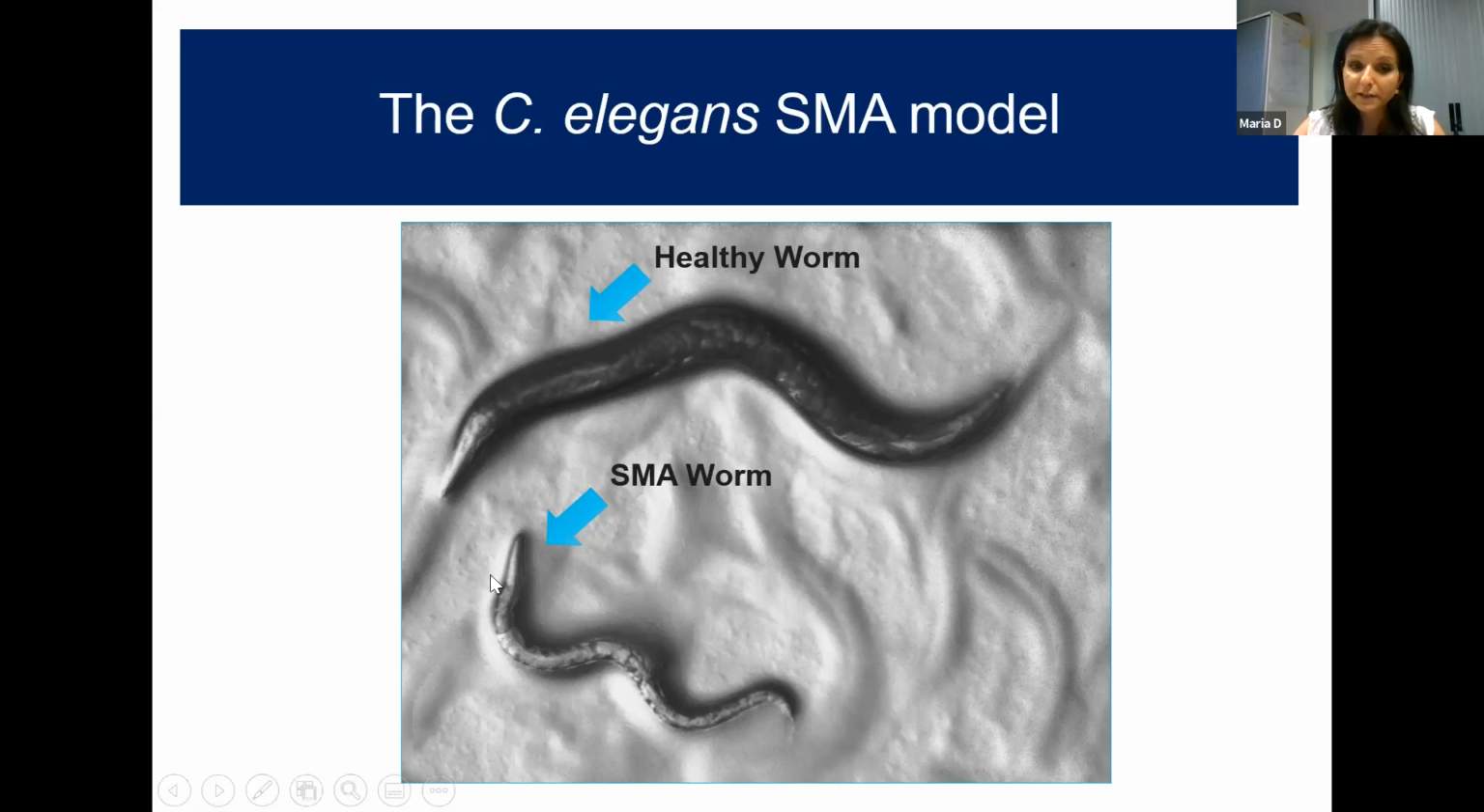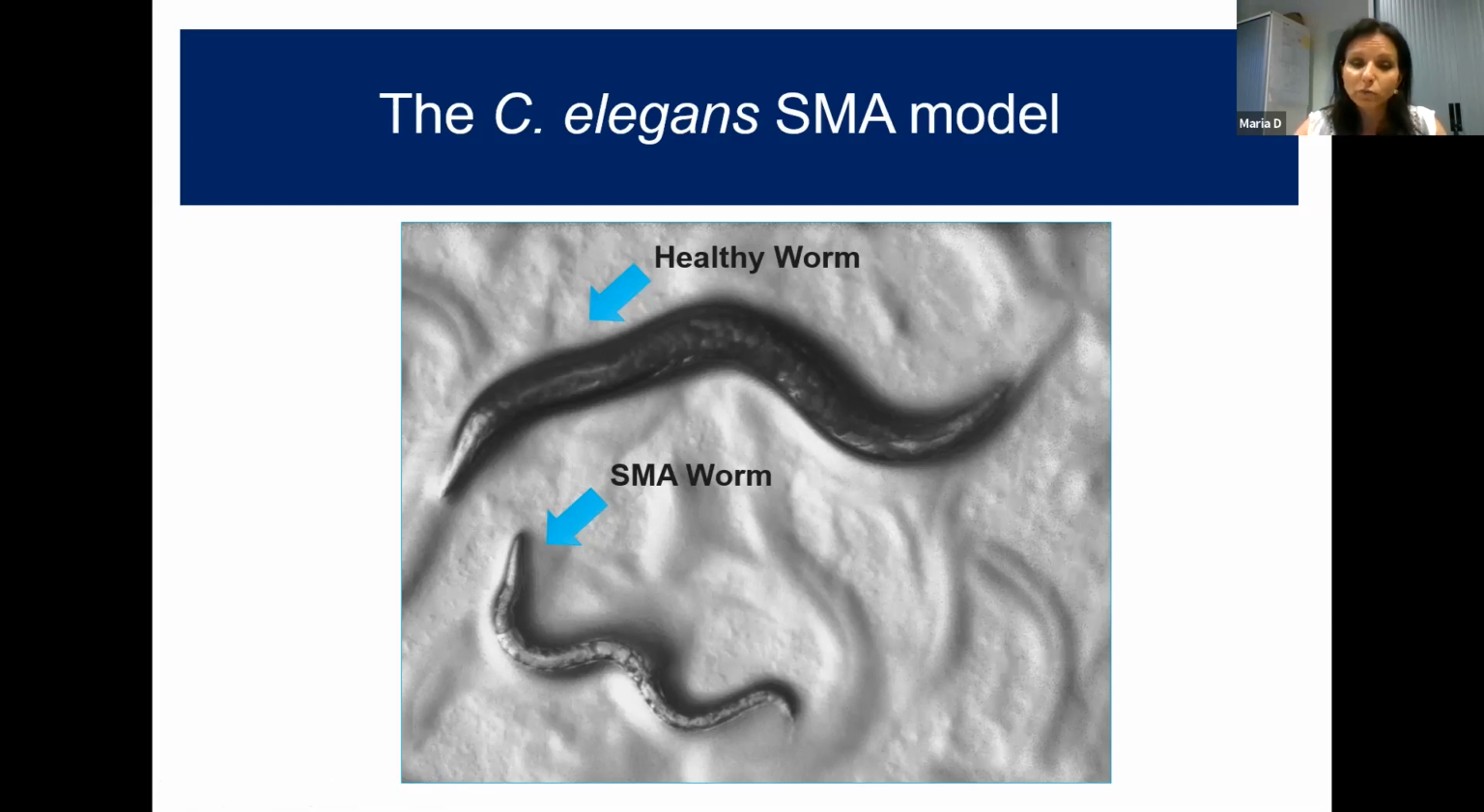What you can see is that these SMA worms look much smaller in size. They don't have the characteristic intestinal pigmentation. And they are sterile. They don't lay eggs because they will never go into adulthood, and they will die at the larva stage, so when they're much younger.